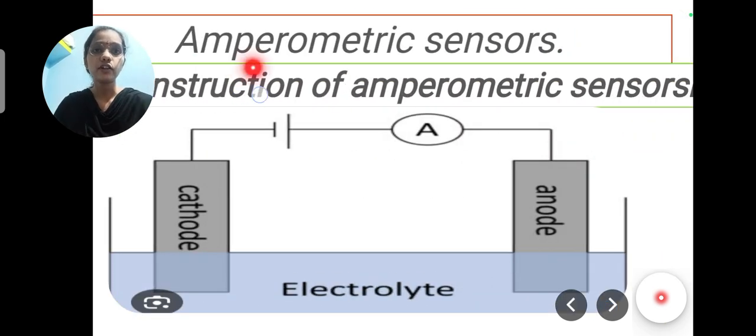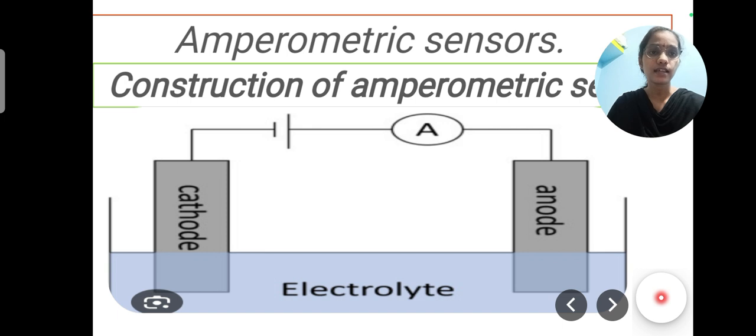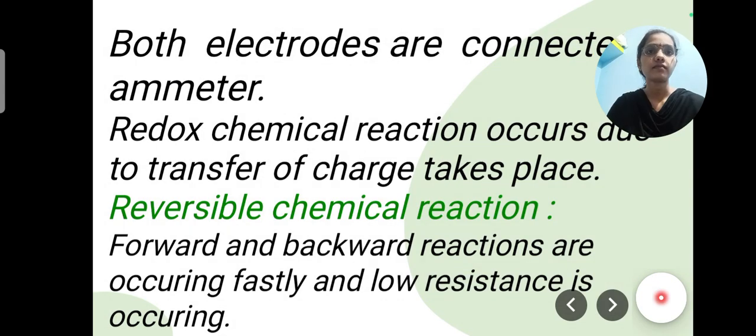The second one is the amperometric sensor. For the construction and working process of the amperometric sensor, we observe the amperometric cell here. This is the ammeter, and the cathode, anode, and electrolytic solution are present here. The two electrodes, cathode and anode, are connected to the ammeter in the amperometric cell.